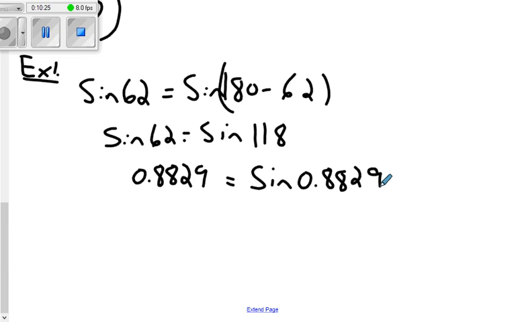Now, why does this matter? Not only is it a neat little pattern. Oh, what did I do there? Take out the sine. This doesn't matter.